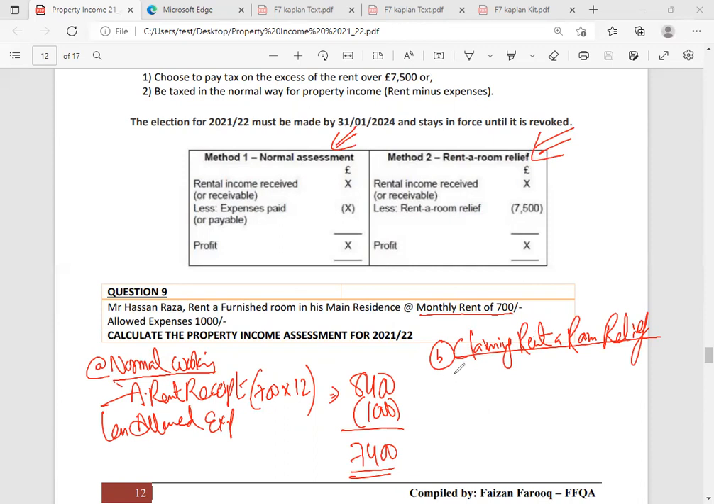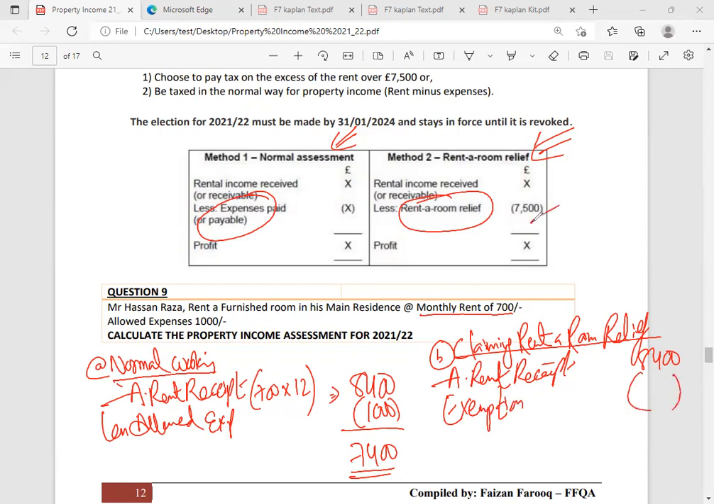Rent a room relief means you will take annual rent received, same like the first one. But instead of claiming an expense, again I am repeating, you will claim a relief. Relief means exemption. Exemption means there is a fixed relief of 7,500 by government. Government is saying if you are renting a room, you can claim an exemption instead of claiming your actual expenses, which should be any amount.